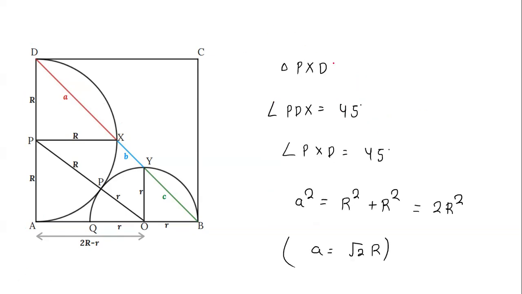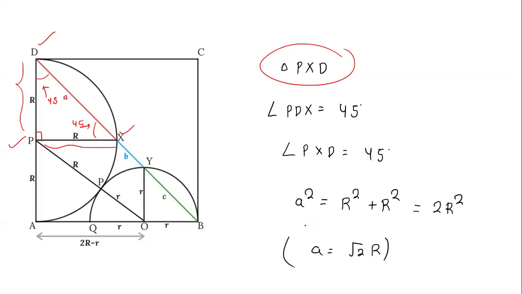Now you see the triangle PXD. So this is P, this is X, this is D. We know this is capital R, this is capital R, and in the triangle these two sides are same. So this is an isosceles triangle. This is a 90-degree angle, so this angle and this angle will be same. So this will be 45 and this will also be 45.